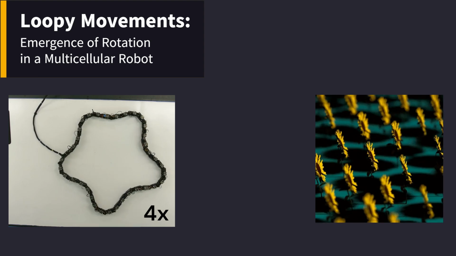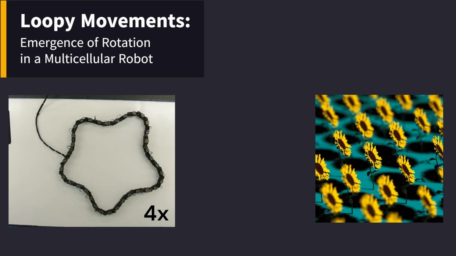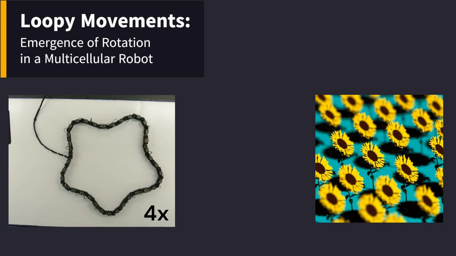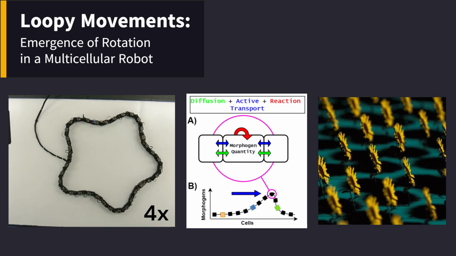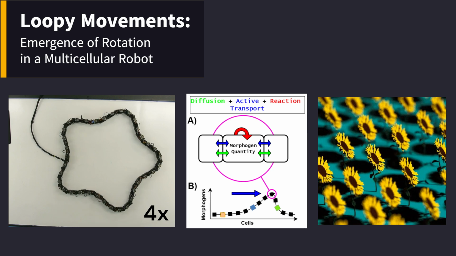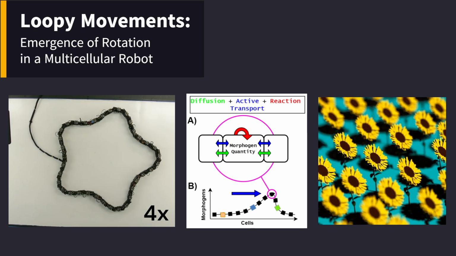Loopy's decentralized cells coordinate to rotate, similar to a sunflower tracking the sun. Using simulated chemical reactions, diffusion, and active transport, Loopy pumps chemicals against their concentration gradient, creating wave-like propagation that drives its rotation.